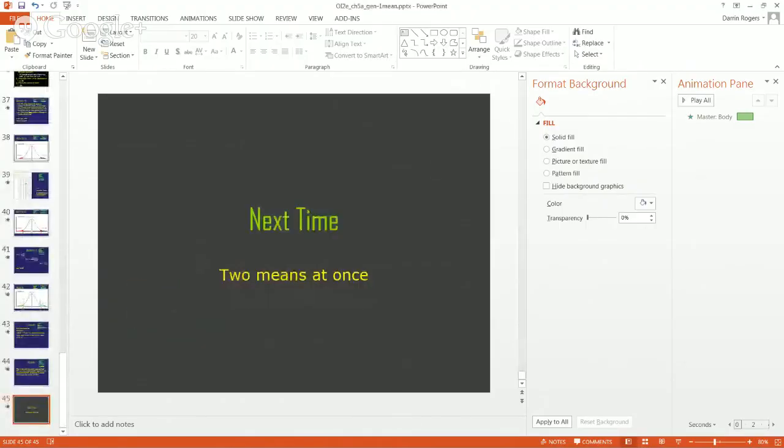So with the next lecture, we're going to talk about the situation of two means, of testing two sample means at once. And with that lecture, it gets slightly more complicated, but we'll try and keep our complications coming a piece at a time.